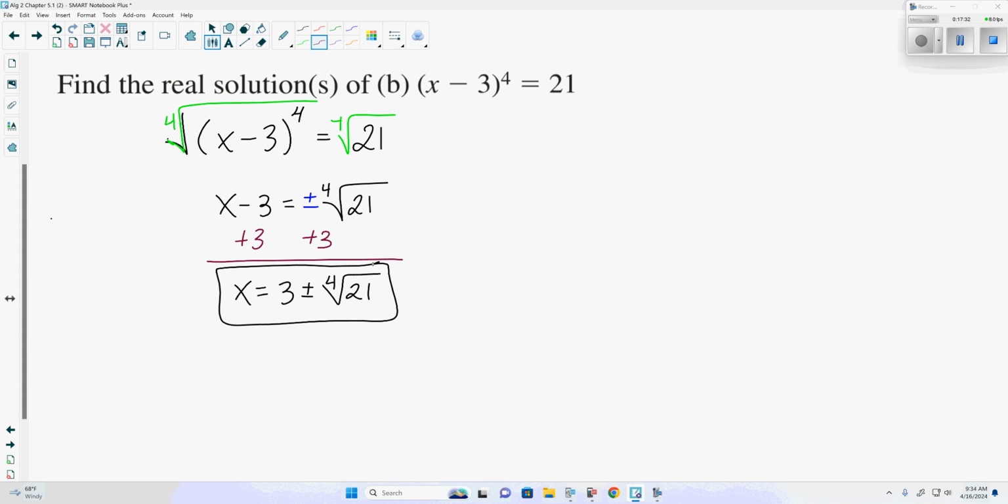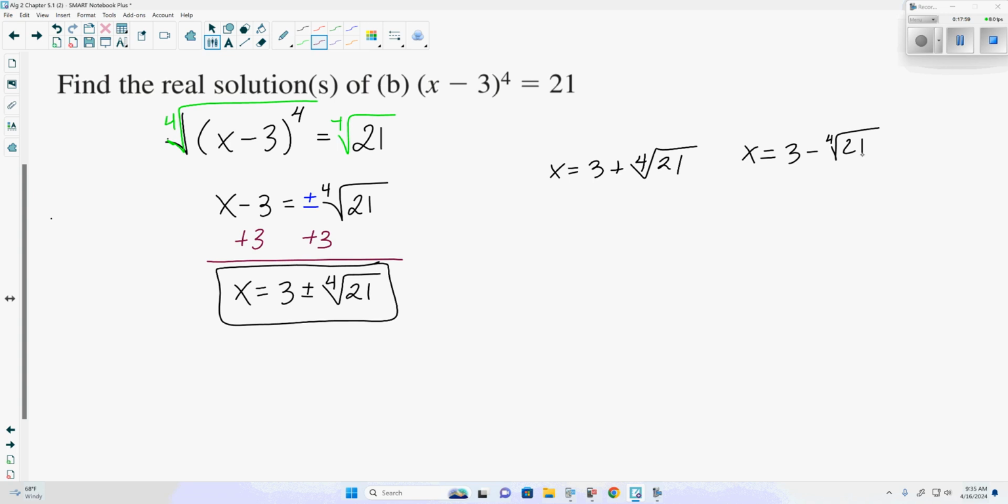Now, with this here and on the homework, when it says evaluate rounded to 2 decimal places like we did with the calculator, plug it in, give it to me rounded. Solving, still, we're leaving it there, because we technically still have 2 answers. Our 2 answers are x is equal to 3 plus the 4th root of 21, and x is equal to 3 minus the 4th root of 21.